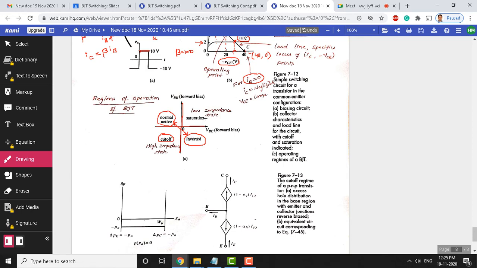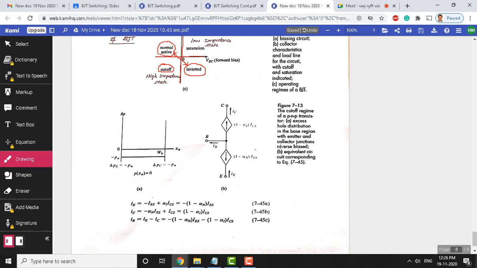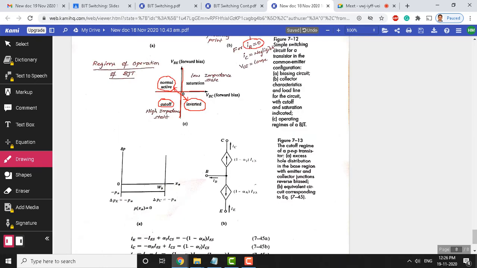Okay, so with that, let's start discussing the cutoff mode and saturation mode separately. So far we have discussed the normal active mode and the inverted mode. Inverted mode is just the reverse. You don't get any significant current in the inverted mode. We don't use this mode particularly. Now let us discuss the cutoff mode in more detail.